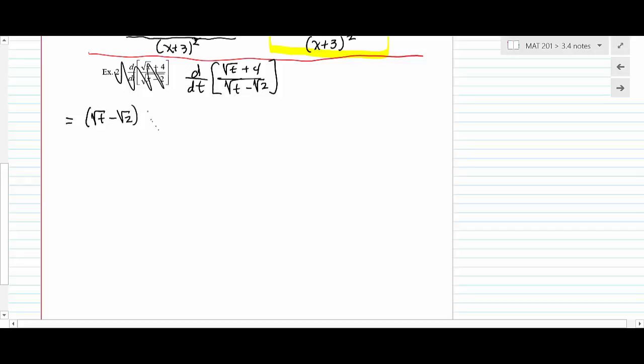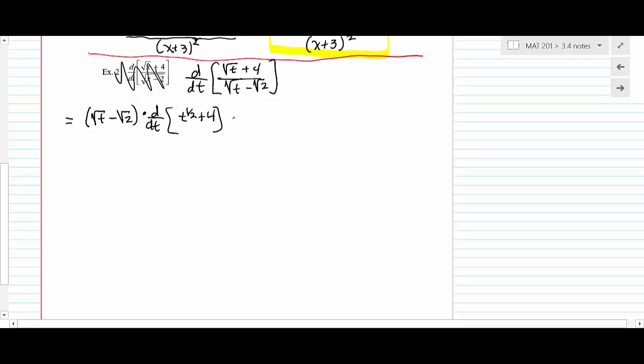Okay, then you want to go ahead and set up that you're going to do the derivative of the top. Now, what do you need to do when you do a derivative of a square root? What did we learn? Write it as a what power? 1/2 power. Okay, so you might as well go ahead and do that now. So we go ahead and write that as t to the 1/2 plus 4, like that.